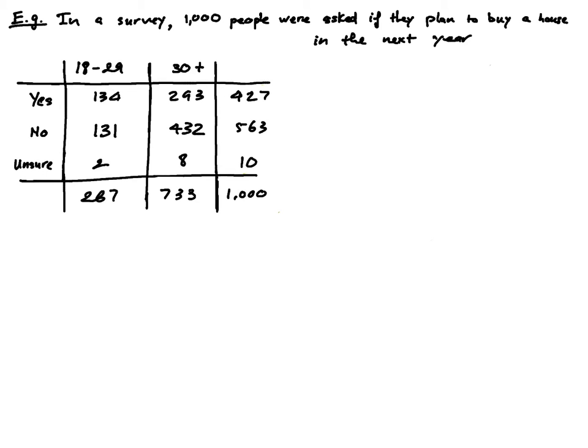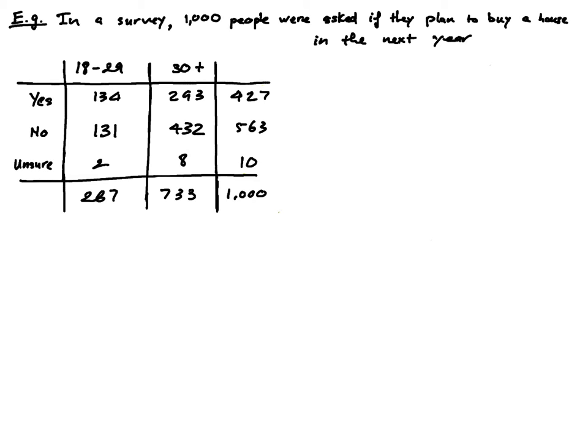So in this example, we have a survey of 1,000 people, and the respondents were asked if they plan to buy a house in the next year. We use the responses to construct this table. As you can see, we have two age groups: people from 18 to 29, and then 30 plus. And then the responses were either yes, no, or unsure.